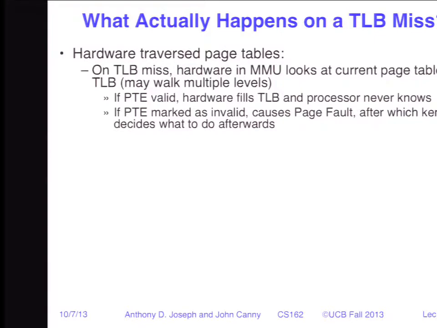There are two choices. One is to do it in hardware, the other is to do it in software. If we do it in hardware, then when a miss occurs, the hardware in the memory management unit is going to walk through the page table. It does the translation process, and if it finds that the page table entry is valid, it'll fill in the TLB entry, and the processor never knows anything happened. So it's completely transparent. It's slow, but it's completely transparent. If the page table entry is marked as invalid, then it's going to generate a page fault. We'll see on Wednesday what happens, but basically, the OS is going to have to go find the page and figure out what to do.